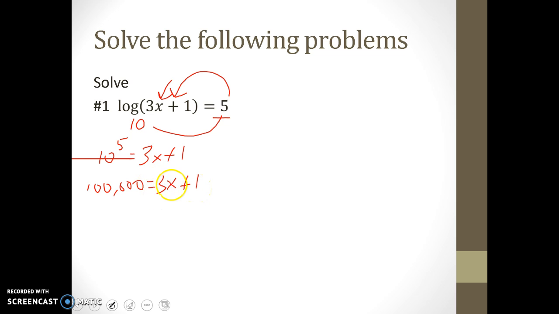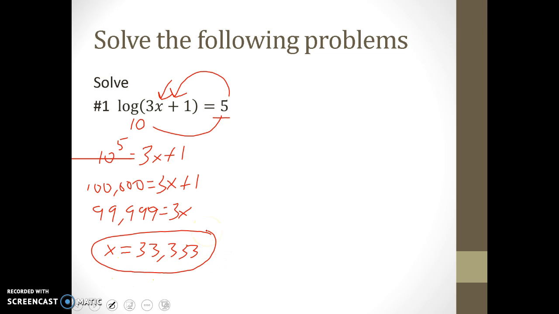So then I'm just going to solve this for x. I'll subtract 1 from both sides, and I'll get 99,999, and that equals 3x. So when I divide by 3, I'll have x equals 33,333. And so if you were able to stick 33,333 in for this x here, multiply it times 3, add 1, take the log of that, you should get 5. Let's try a similar problem.